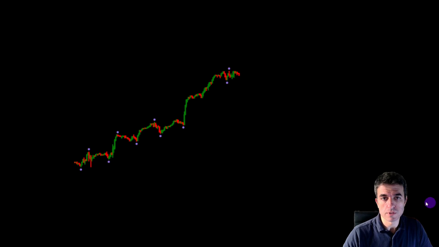First, we will load our data and we will detect fractals or pivot candles, and these are candles that are higher or lower than their neighbors. So we can have a high pivot candle if the candle is higher than its preceding candles or neighbors, and also higher than its following candles or the candles on the right. In the same way, we have a pivot low if the candle is lower than all its neighbors on the left and on the right. These are the candles marked with purple points, as we can see on this graph.